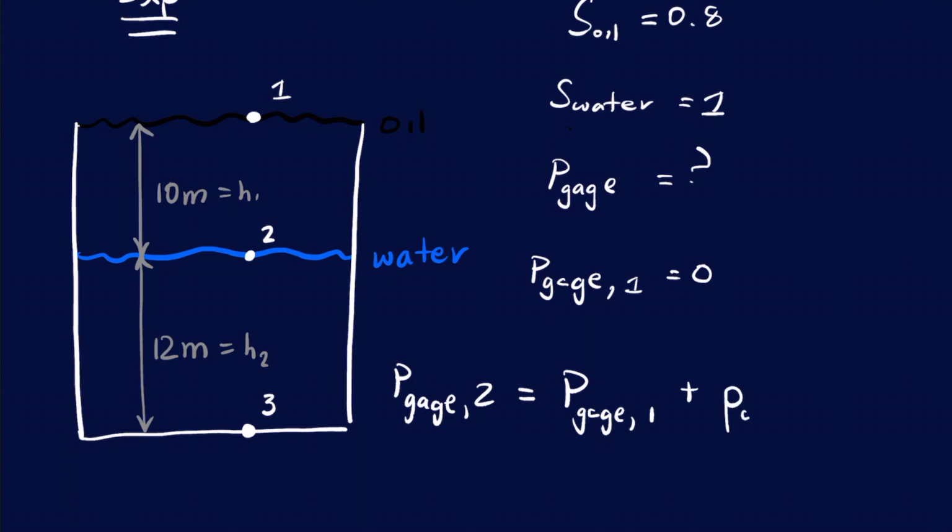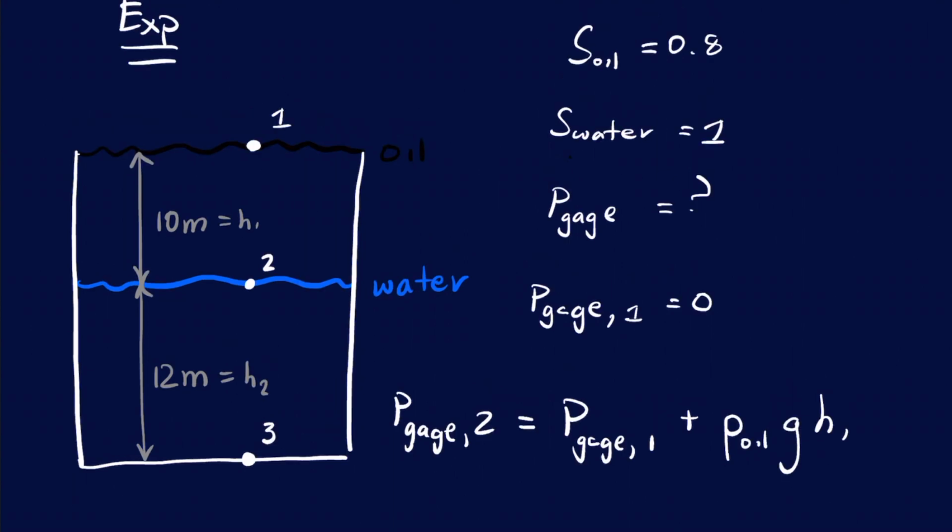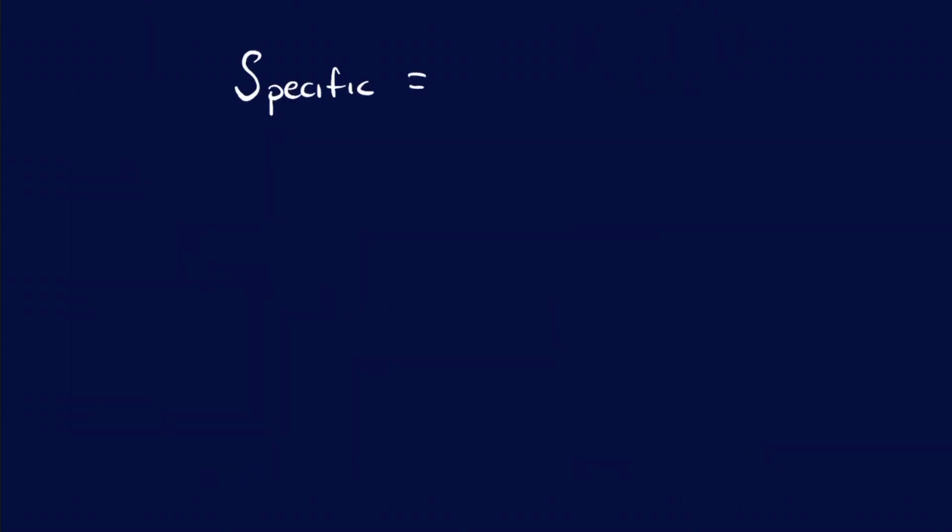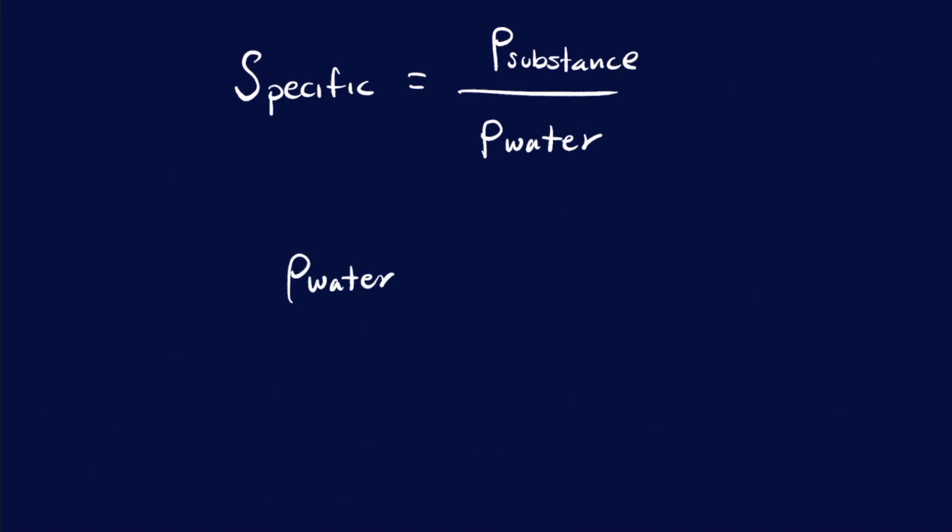plus the density of oil, since point 2 is just under oil, times the gravity constant times the depth, which is h1. The issue is that we don't know what the density of oil is, but that's okay because the question gave us the specific gravity of oil. Specific gravity is the density of the substance that you're trying to find the density of, divided by the density of water. And this is really important to remember because the density of water is equal to 1,000 kilograms per cubic meter. So if we know the specific gravity of a given substance, we can find its density.